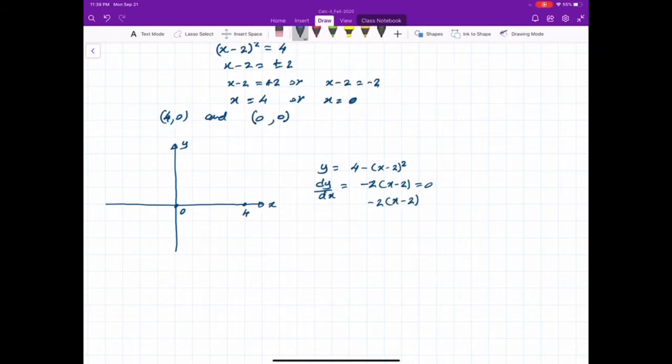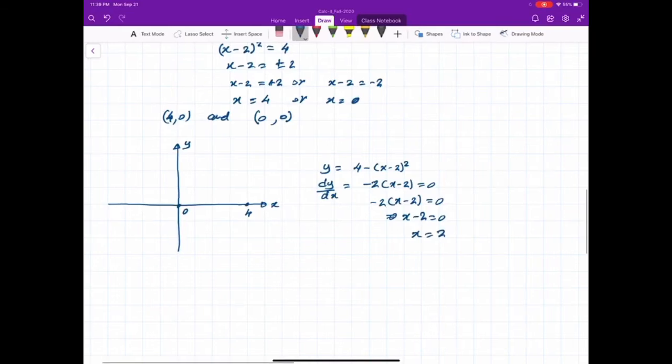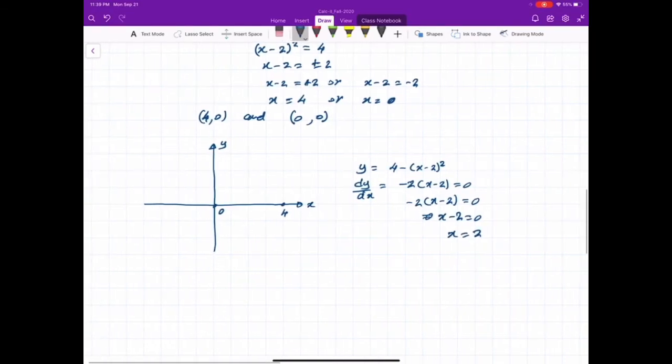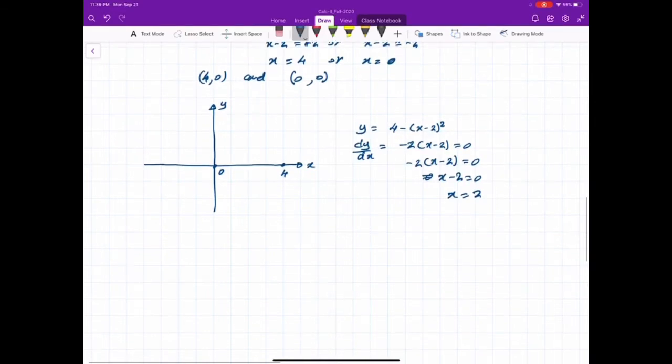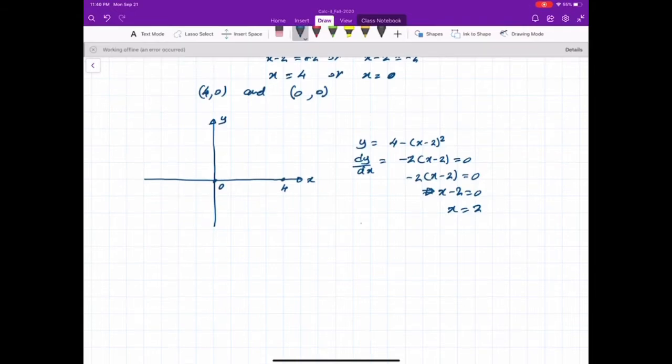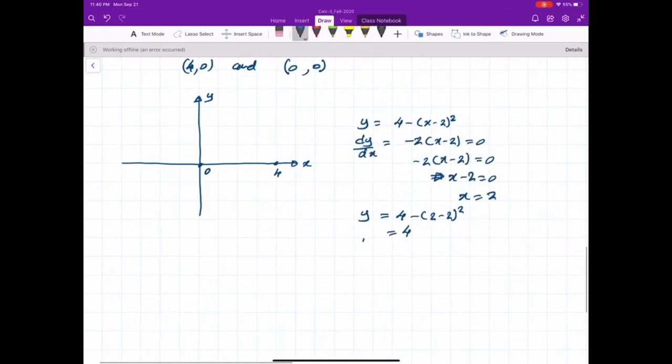Minus 2 times (x minus 2) equals 0. This will imply x minus 2 equals 0, x equals 2. So that is the maximum of this function. The maximum is at x equals 2. The corresponding maximum value is this. So you plug 2 into this function. It is 4 minus (2 minus 2) squared. So that is just y equals 4.